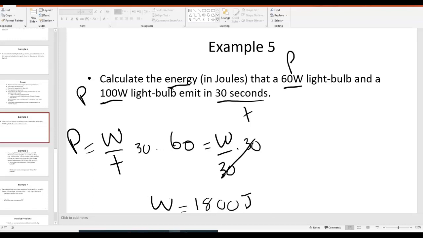Now, what about the 100-watt light bulb? Well, see if you can do that on your own. Pause it there and see if you can get this answer. The 100-watt light bulb would be 3000 joules. Again, 100 watts is 100 joules per second, so you would multiply by the seconds. Pause it there if you need to look at that. We'll just do a few more quick examples with power.